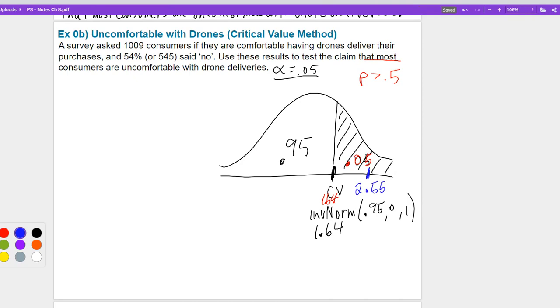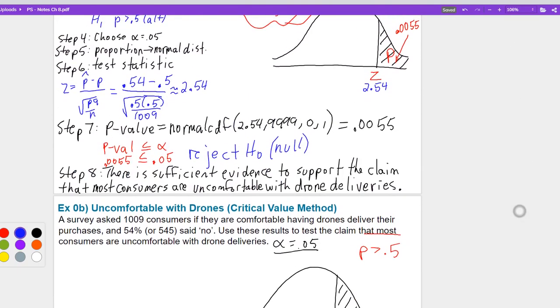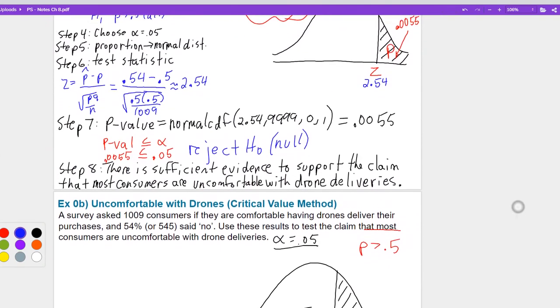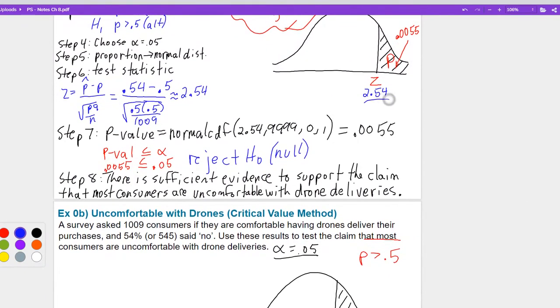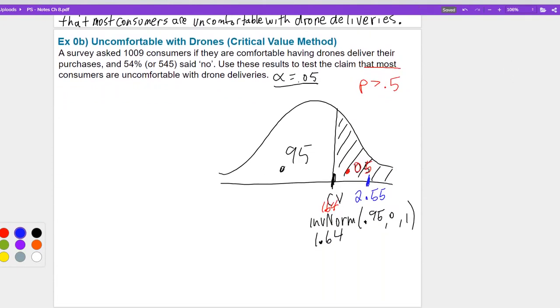Now, up above, we found the area that corresponded to 2.54, or in this case 2.55. We found this area was tiny, right? And so we said if that value was low, the null must go. But using the critical value, we don't really need to look at that area. We look at this value. And since this value puts us in this critical region, it's basically the exact same conclusion.